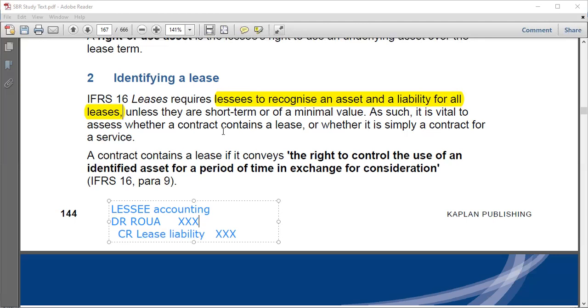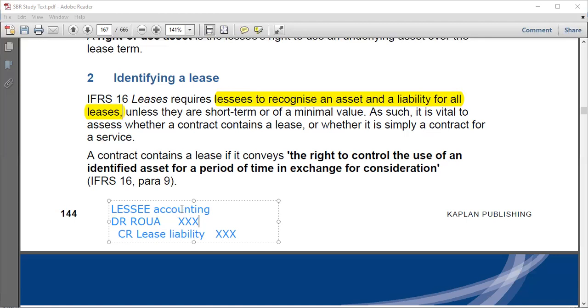We'll just see that. So it's no big deal. And then they say, as such, it is vital to assess whether the contract contains a lease or whether it is simply a contract for a service. So this means that if a contract contains a lease, you have to comply with this, unless maybe the lease is of a low value. But if there is no lease, maybe it's just a contract for service, then no problem. You can just recognize your lease rent as a normal expense, as we usually do.